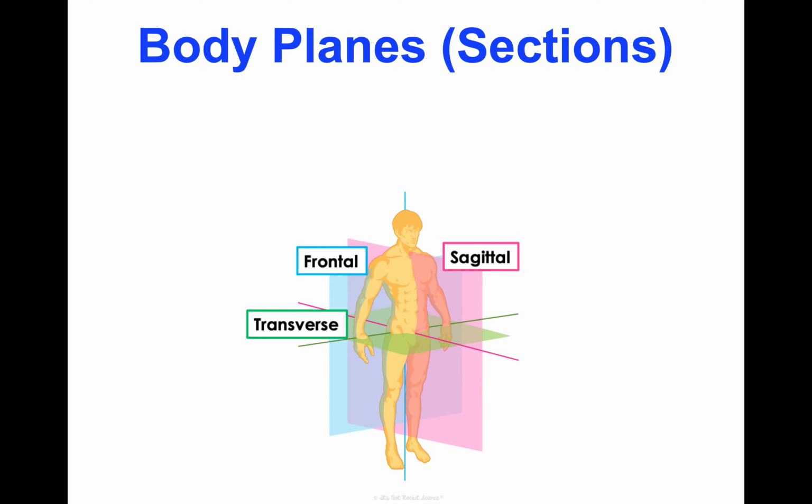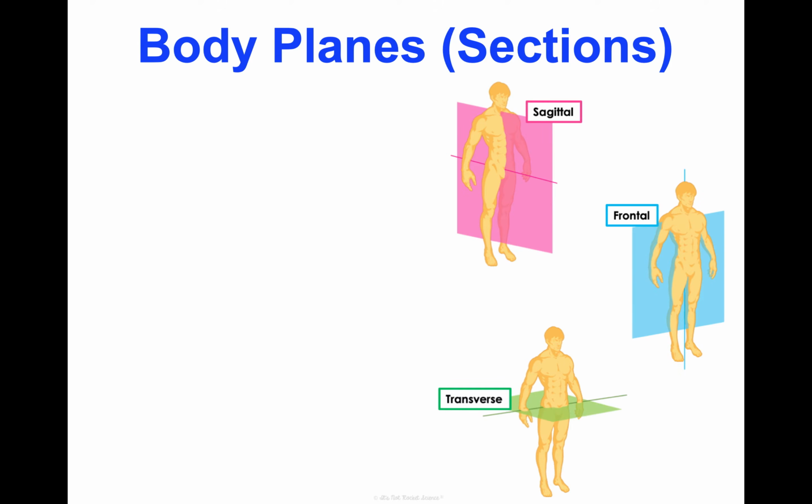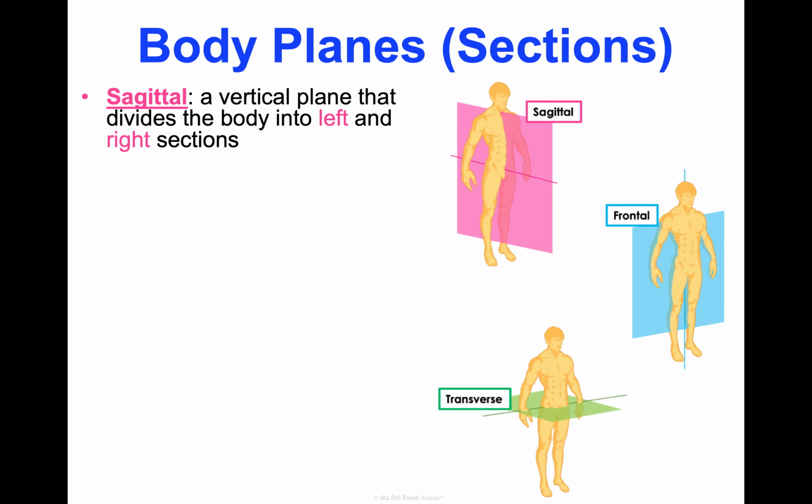All right, so body planes or sections. To study the human body, we often section it off along flat surfaces called planes. And these are kind of the three most frequently used we're going to discuss. And these are really important when we're looking at diagnostic tests like MRI scans or other sorts of scans like that, because doctors want to be able to look at the same organ but at different angles. So they may cut it different ways with these planes in order to diagnose a disease or something like that. So we'll talk about each one, and of course some of these have multiple words, so that's always fun.